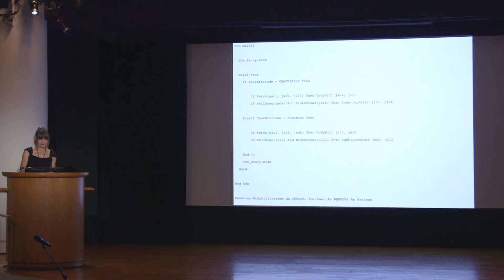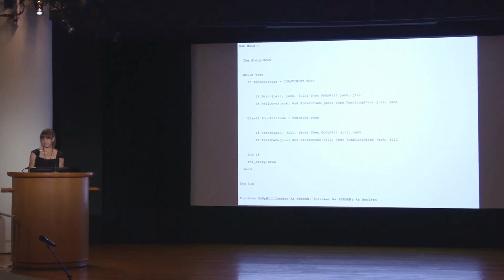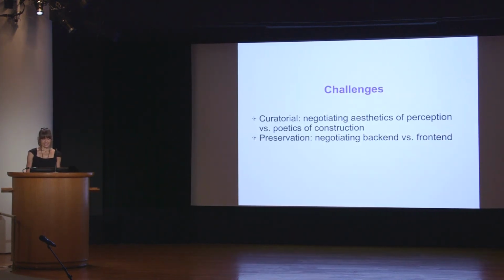And I'll end with one other example, the code only, John Klima's piece in which the code tells a story. What you would see on the front end is basically Super Mario chasing the princess up a ladder towards the pail. And if you read the code, it's the story: if Jack fetch pail Jill, then go uphill Jack Jill. If Jack fell down, broke crown, then Jill tumbling after Jack, or the opposite thereof. So what needs to be preserved here absolutely is, of course, that story and how that story is told as a mini expert system. So again, the challenges curatorially and from a preservation perspective are negotiating that back end versus the front end.